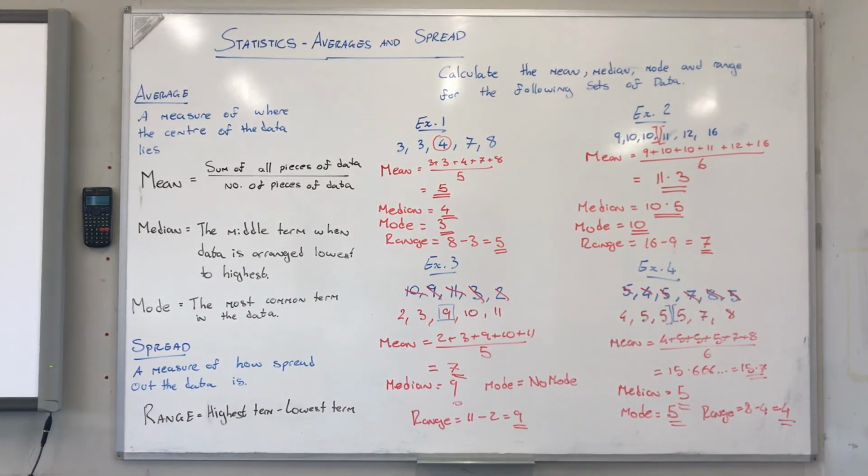You can see there that the mode is 5 because there's 3 instances of 5. And lastly, range is 8 minus 4, which gives us 4. So that's how we can calculate the mean, median, mode, and the range.